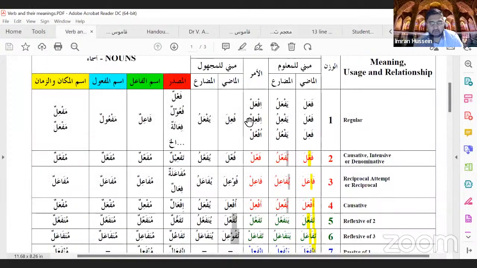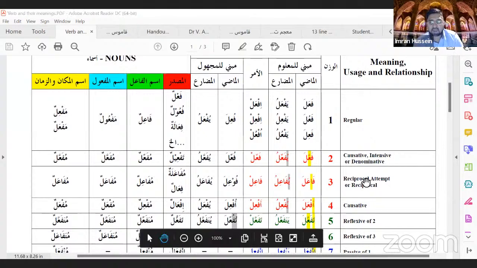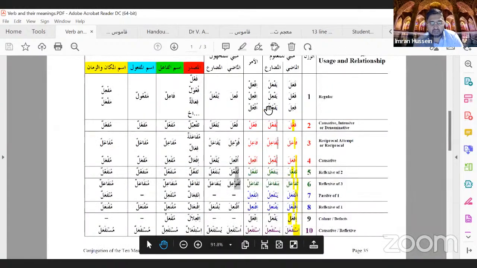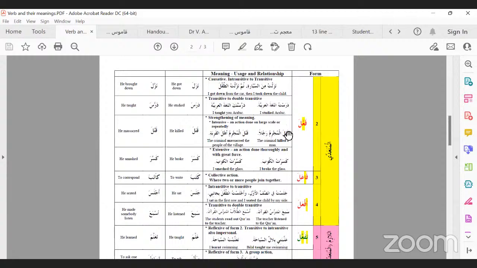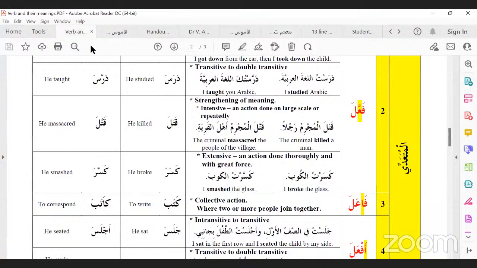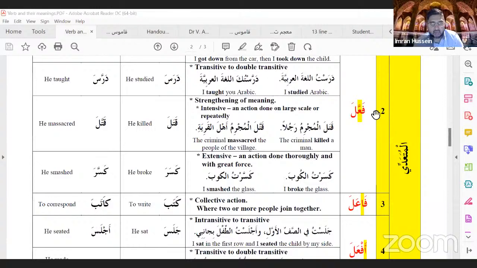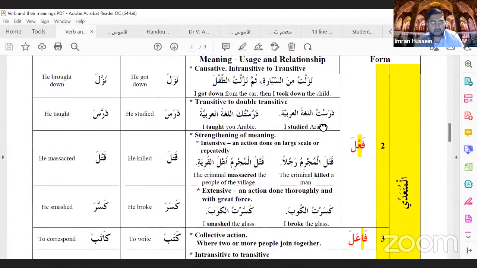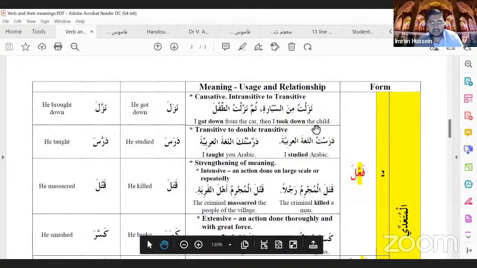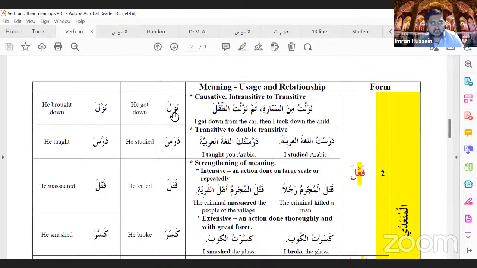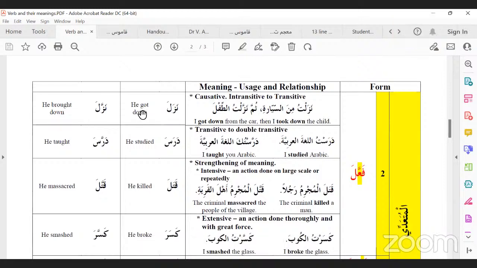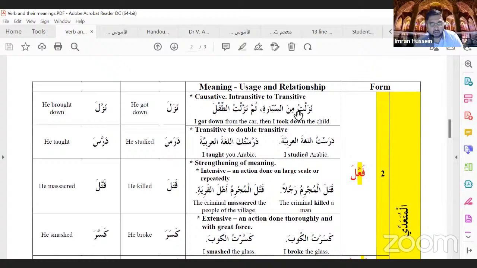Okay, the next one I'm going to practice with you is this one here. First of all, let me give you some examples of sarrafa yusarrif's meaning. The example is fa'ala with a shadda in the middle. Let's do this one here. Nazala, he got down. Nazala, he brought down. Go ahead.